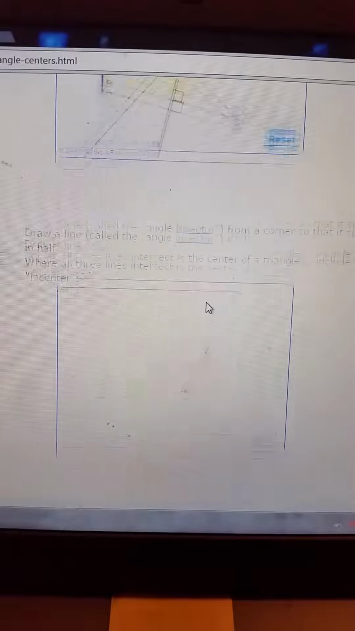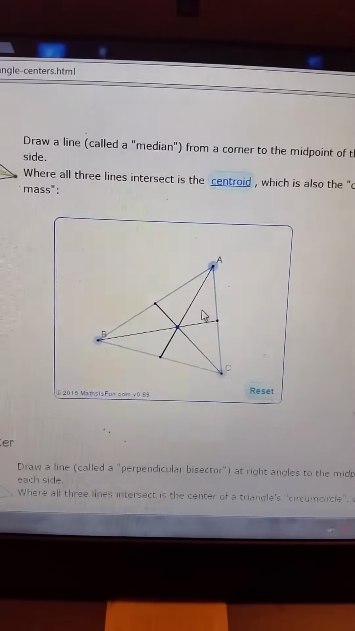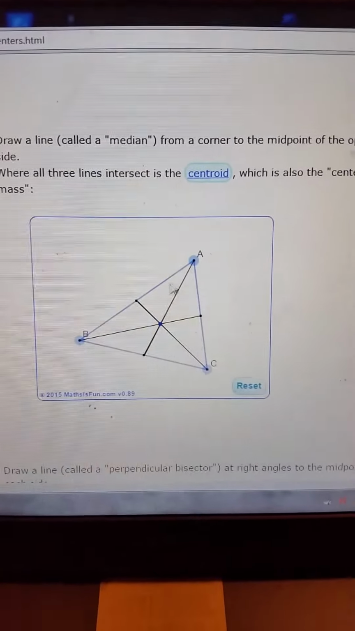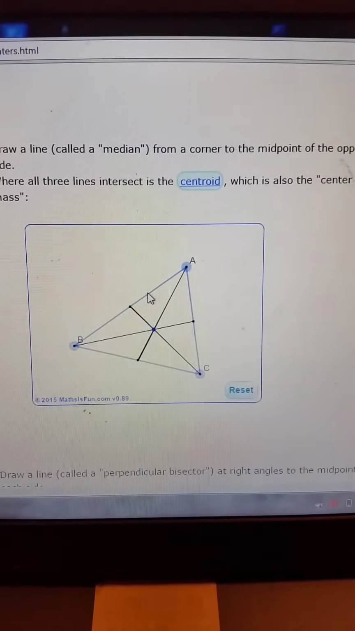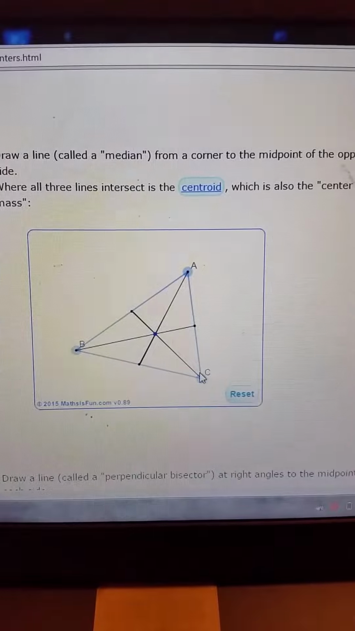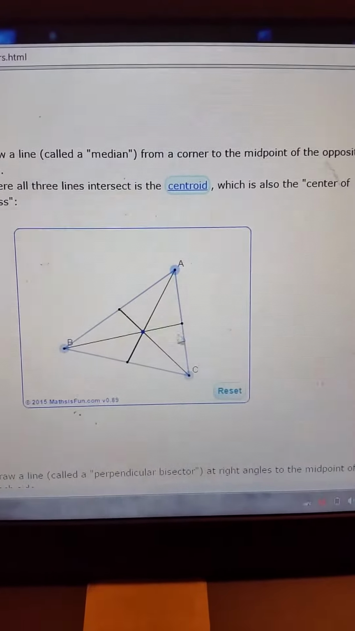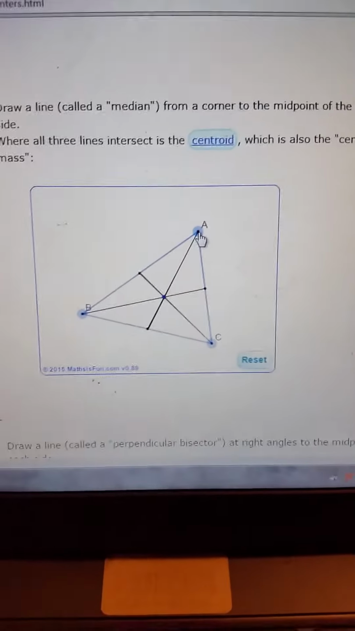And before we go and write that down, I want to go back up here to centroid and show you that one. Centroid is made by the medians, okay, and they don't have the tick marks on here, but see how it goes from that point to the vertex? That's your clue that it's the median because it doesn't have the right angles marked.